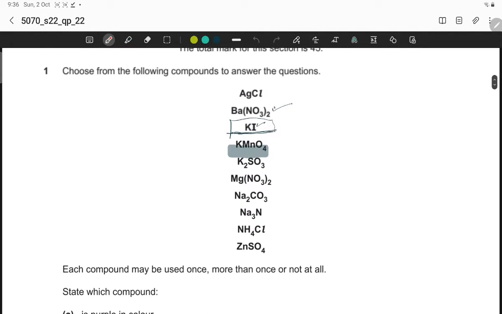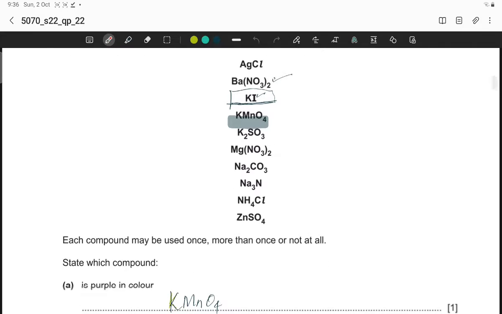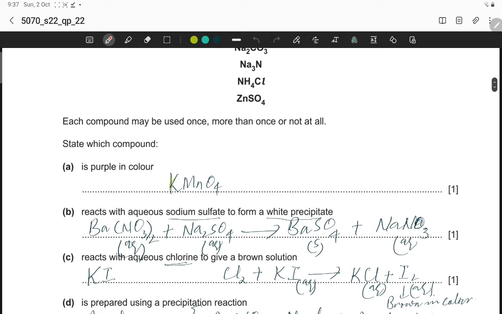Students of O level should know the colors of the compounds. This is a very common compound which is purple in color, potassium manganate, which is used in redox titration as well as to test the reducing agent. So this is potassium manganate, which is purple in color.